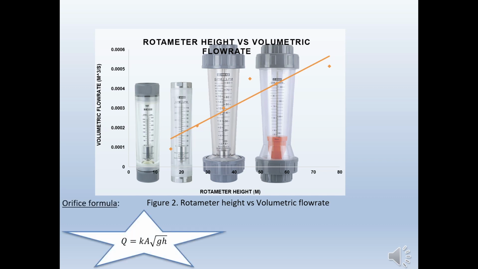In the first slide, a graph of rotameter height versus volumetric flow rate is drawn. A line of best fit with a positive gradient indicates to us that there exists a directly proportional relationship between the volumetric flow rate and height of the rotameter. This is perfectly in conjunction with the orifice formula, in that when the float moves up in height, the area also increases in value, therefore causing the volumetric flow rate to also increase.